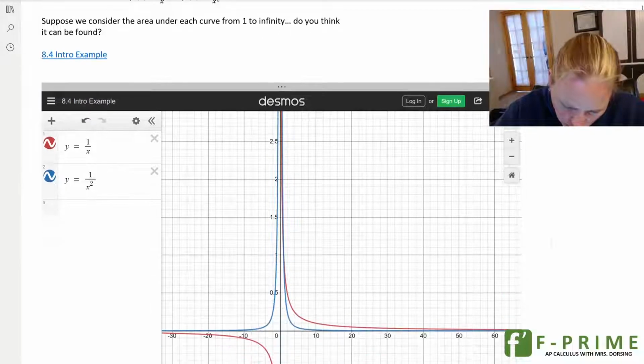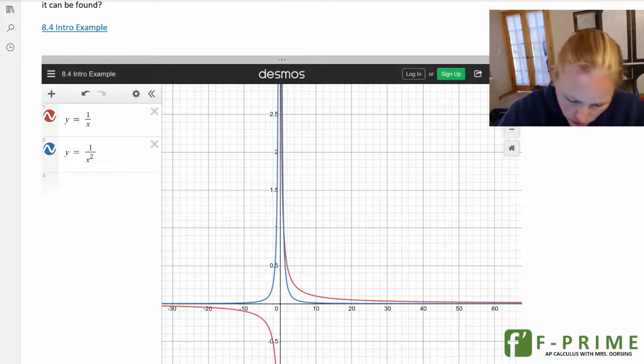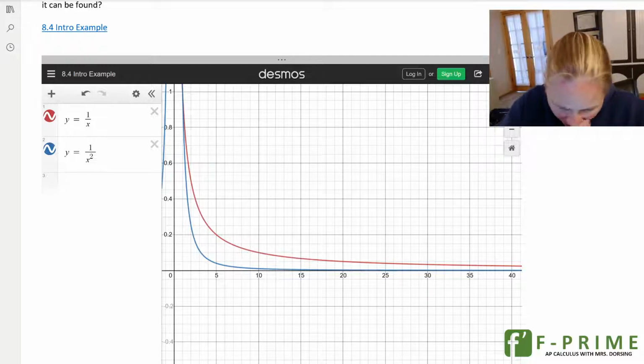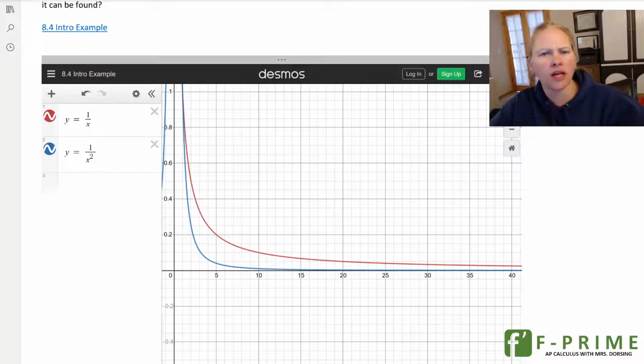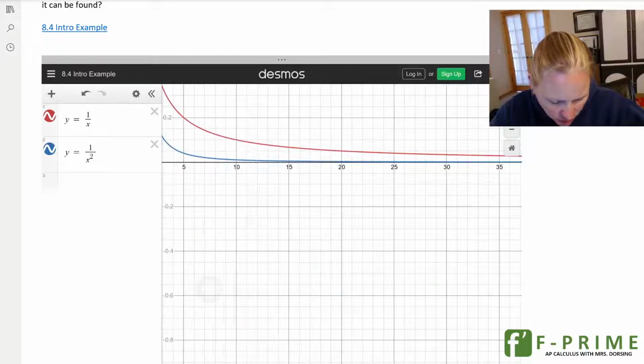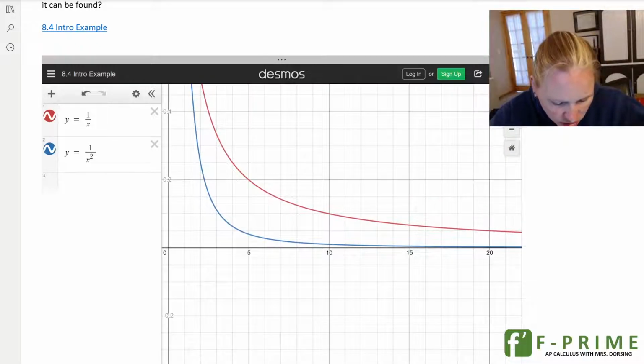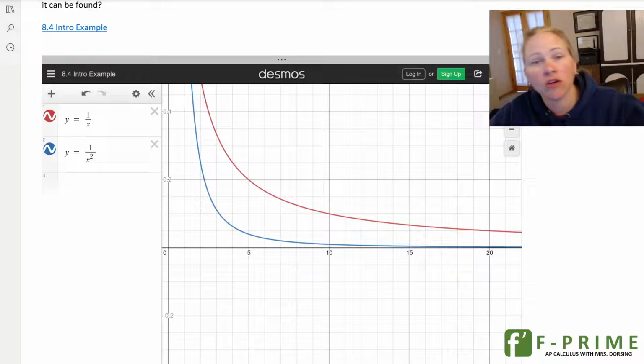But suppose we take a look at some curves here, and I've got two curves all lined up here in Desmos, and they look very similar. And you'll notice that they have a horizontal asymptote at 0. And so if I wanted to find, for example, the area under the curve from 1 to 5, I could do that by just integrating, and it would be easy, and the area would exist.